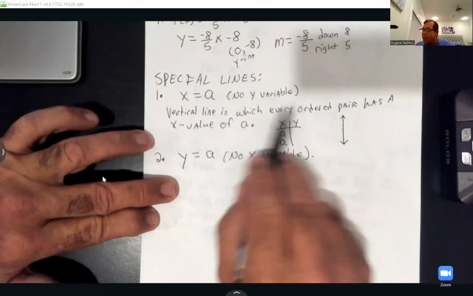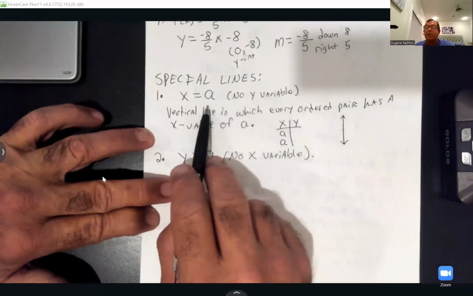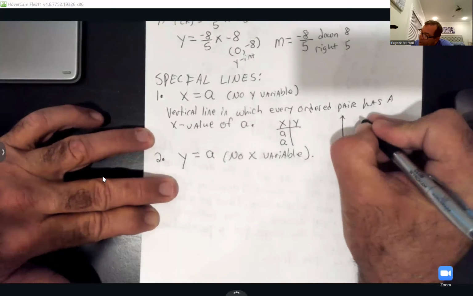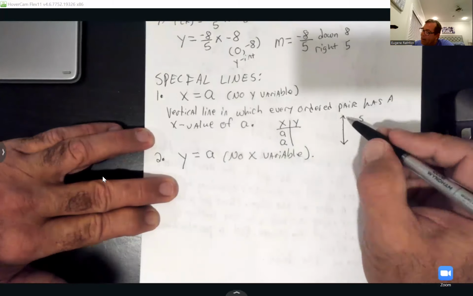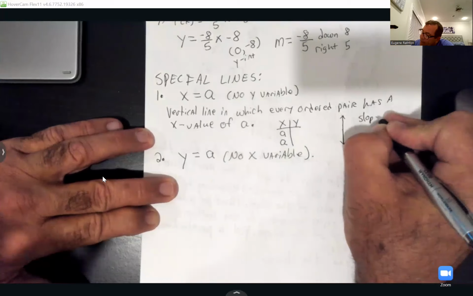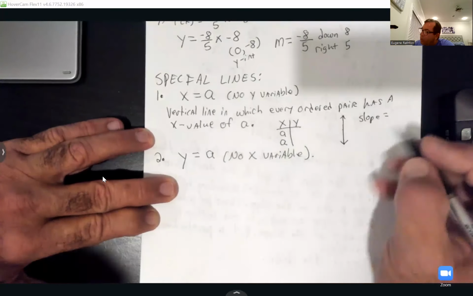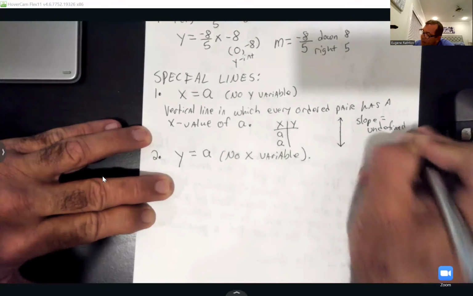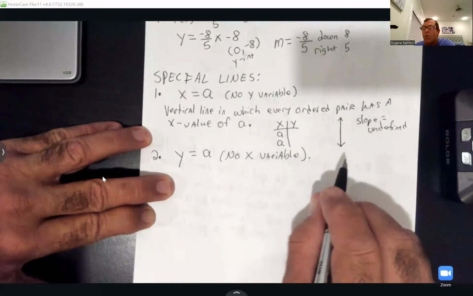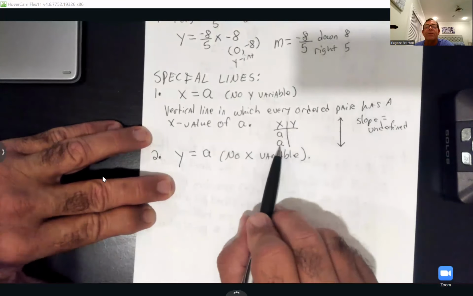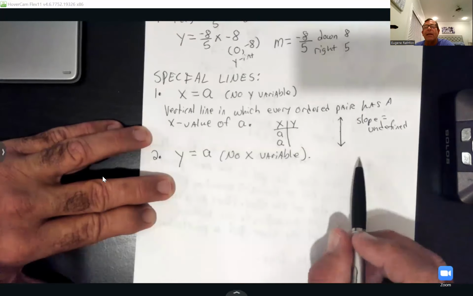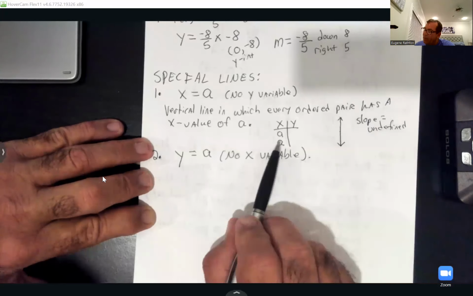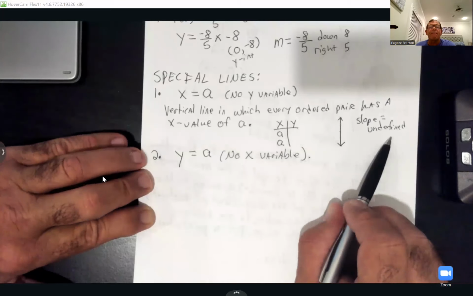And y'all, let me say another thing first. The slope of a vertical line is what we call undefined. If you were looking at the slope formula, your x1 minus x2, well, those would both be a, and that'd give you a 0 in the bottom of your fraction. So the slope of a vertical line is undefined.